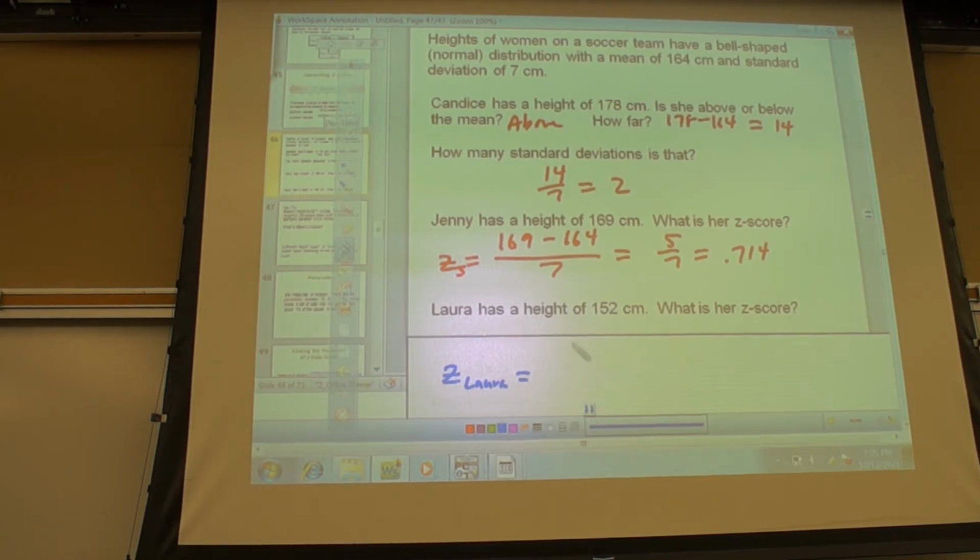All right, so Laura, 152 is her x value, because it's x minus x bar divided by s. So x is 152, that's the value we care about. The mean is 164. Standard deviation is 7. Negative 12 over 7, which is negative 1.714.